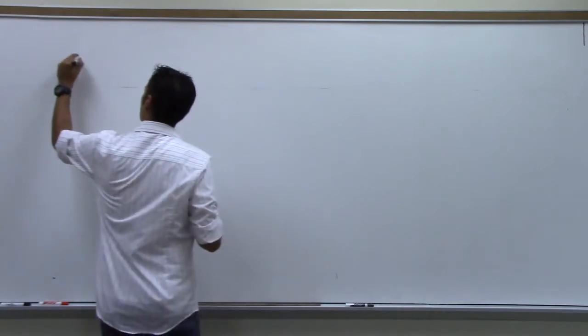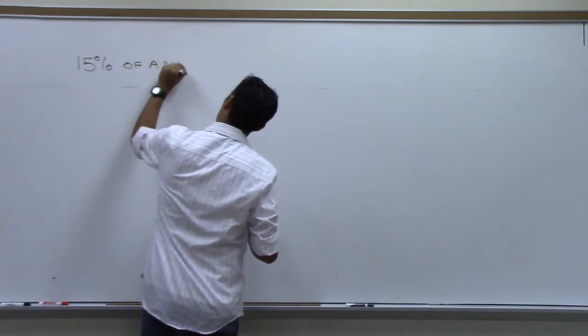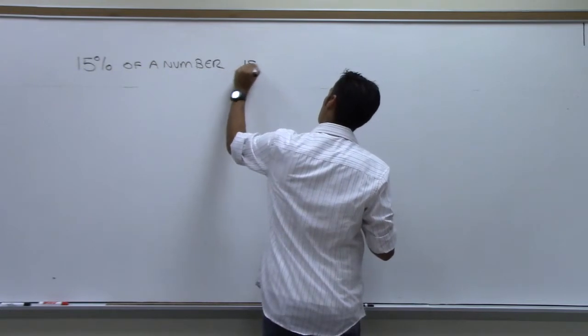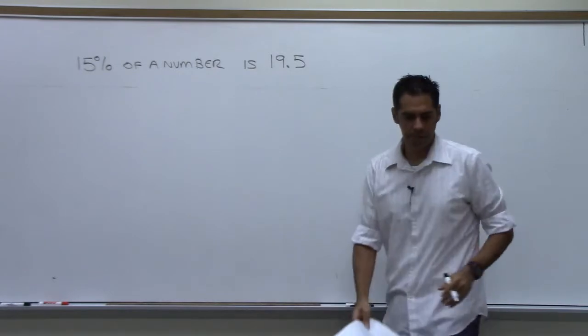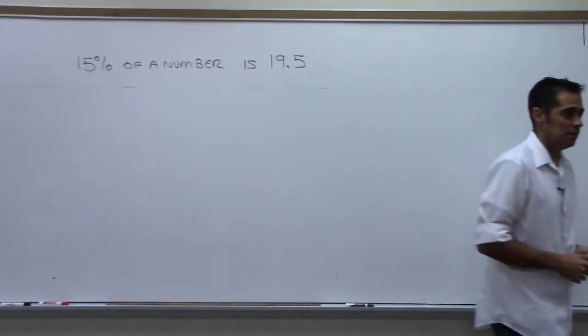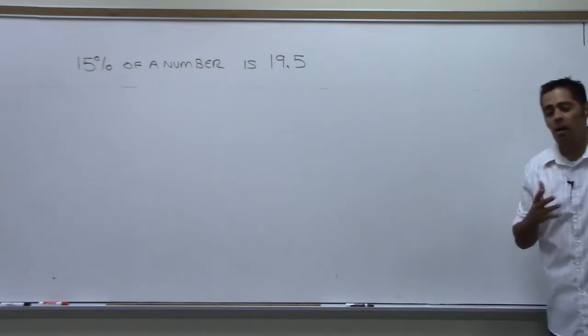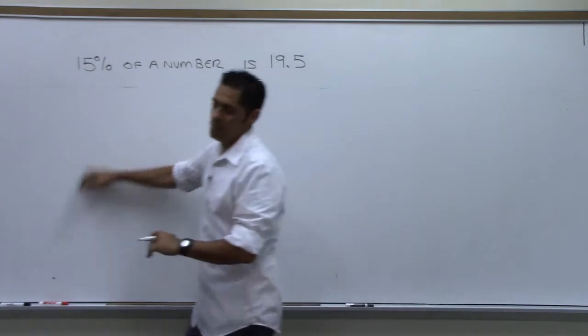So, all right, let's try another one. 15% of a number is 19.5. Calculate that number. All right, so we're going to have some fun here. We're going to go around one table at a time. I'll take a volunteer, okay? You can talk to each other if you want. Only one person from this table, or one group of people from this table, can tell me what the equation of this is going to be.